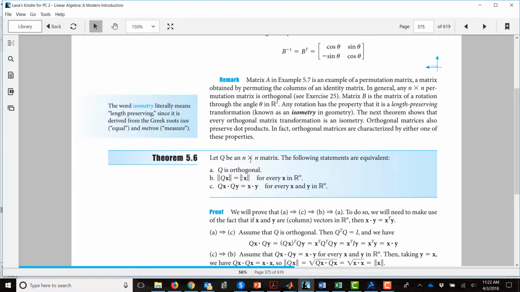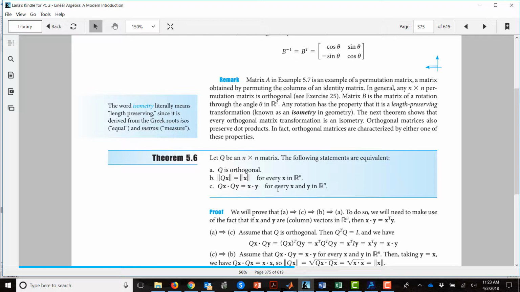Let Q be an n by n matrix. The following statements are equivalent. Aren't you glad they only have 3 of them this time? So Q is orthogonal. Now look at these next 2. This one says the length of QX is equal to the length of X. Actually, it doesn't quite say length. It says, do you guys know that symbol? That's the norm of a vector. And this isn't really talked about till chapter 7, but sometimes you measure distance in other ways. But for us, it's Euclidean norm. And then down here, part C says QX dot QY equals X dot Y.